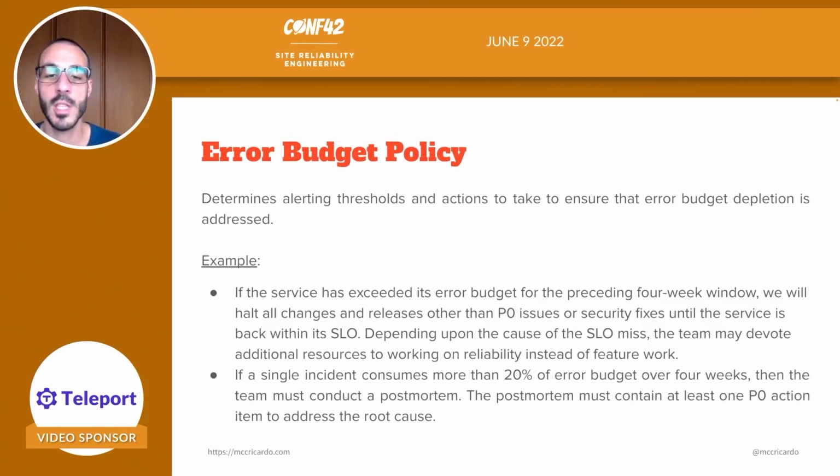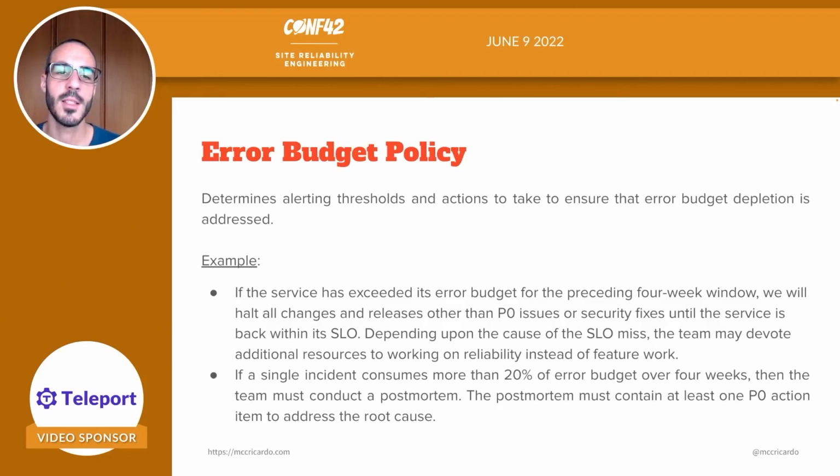And we're also saying that depending on what caused the SLO to be missed, we might need to add additional resources to work on reliability instead of releasing more features. Another example could be that if a single incident consumes more than 20% of our error budget over the same 4-week period, then the team must conduct a postmortem. And that postmortem must have at least one P0 action. So a P0 action would be something that is really urgent.